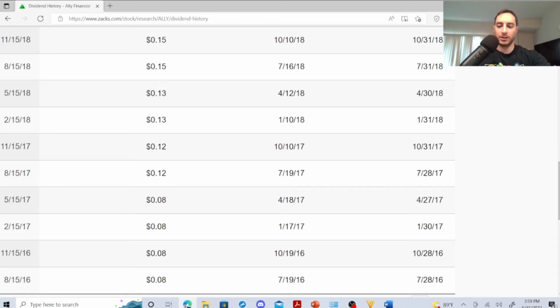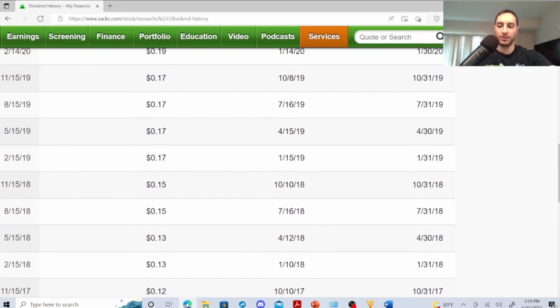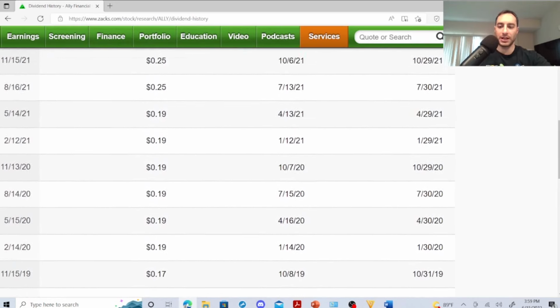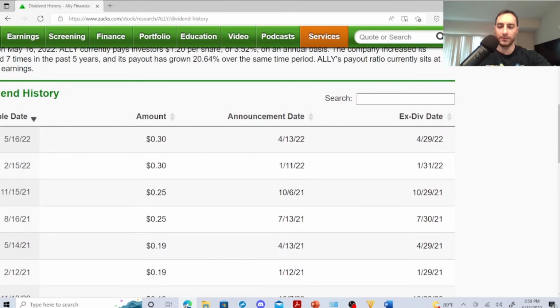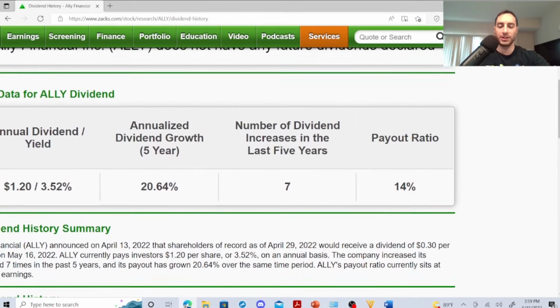Look at these dividend hikes. 2016, it was 8 cents. 2017 is 12 cents. 2018, 13 cents. Then 15 cents. 2019, 17 cents. 2020, 19 cents. 2021, 25 cents. And 2022, 30 cents. Payout ratio, 14%.